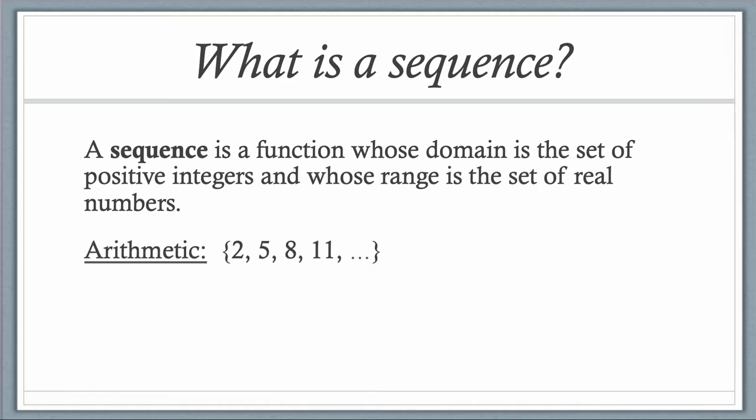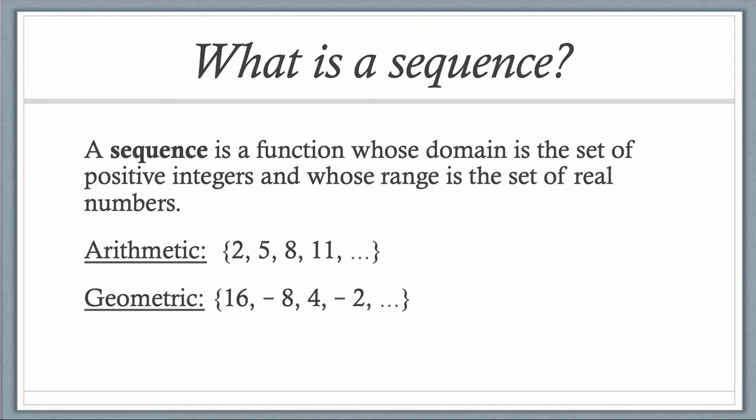There are several different types of sequences that we're going to encounter. The first is an arithmetic sequence. That means that each term is the previous term plus a constant. So for example, we have 2, 5, 8, 11. The next term would be 14 because we're adding a constant of 3 each time.